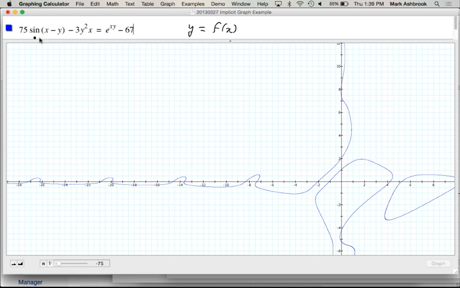So here we go. Rate of change of 75 sine would be 75 times cosine. Are we done? Okay, so we've got the chain rule now, right? So times the rate of change of x minus y, which is 1 minus, derivative of x minus y. We can say f prime, we can say dy/dx, or we can say y prime. Let's just go with y prime.